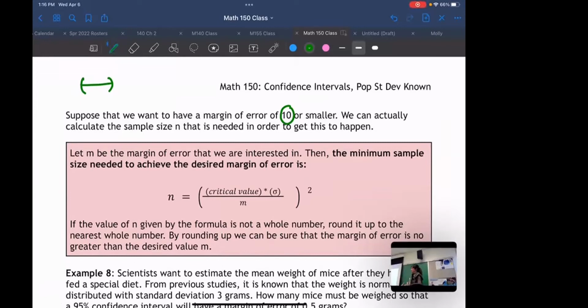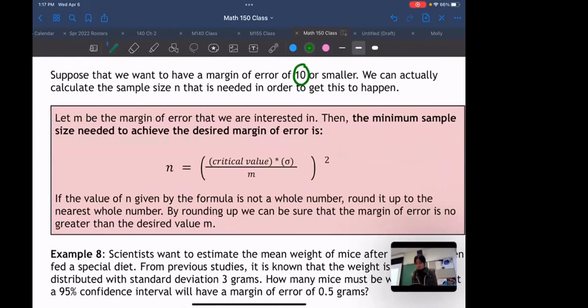Remember, sample size has a relationship with the margin of error. If we have a big sample size, then we're going to have a smaller margin of error. These types of questions give us a situation where we want to find how big we should make a sample to achieve a certain margin. So let's make M be the margin of error. M for margin of error. We want to find the smallest sample that we need to get this margin of error.